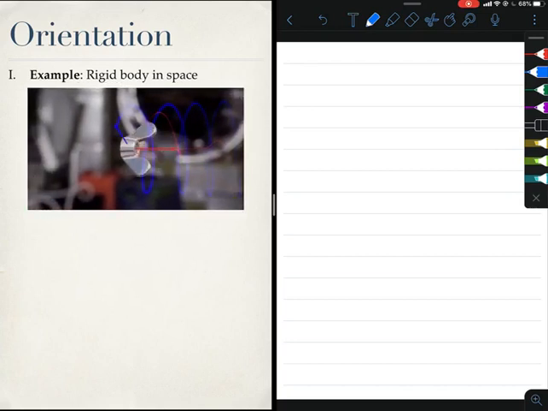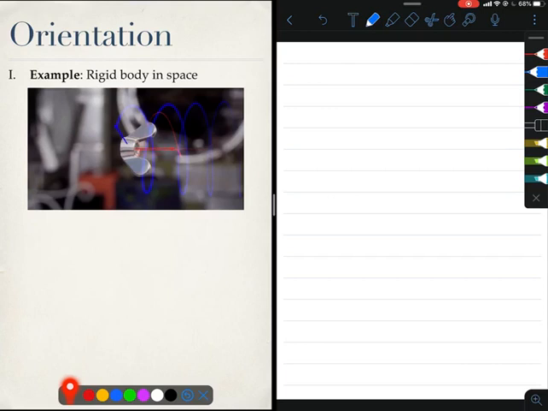So what I have done on the right side is I have taken snapshots of this video at various stages. You may have seen that there are arrows attached to the body. These are the body fixed coordinate system. So it's a coordinate system which is rigidly attached to the rigid body, fixed to the rigid body, so it moves and tumbles and basically stays with the rigid body.